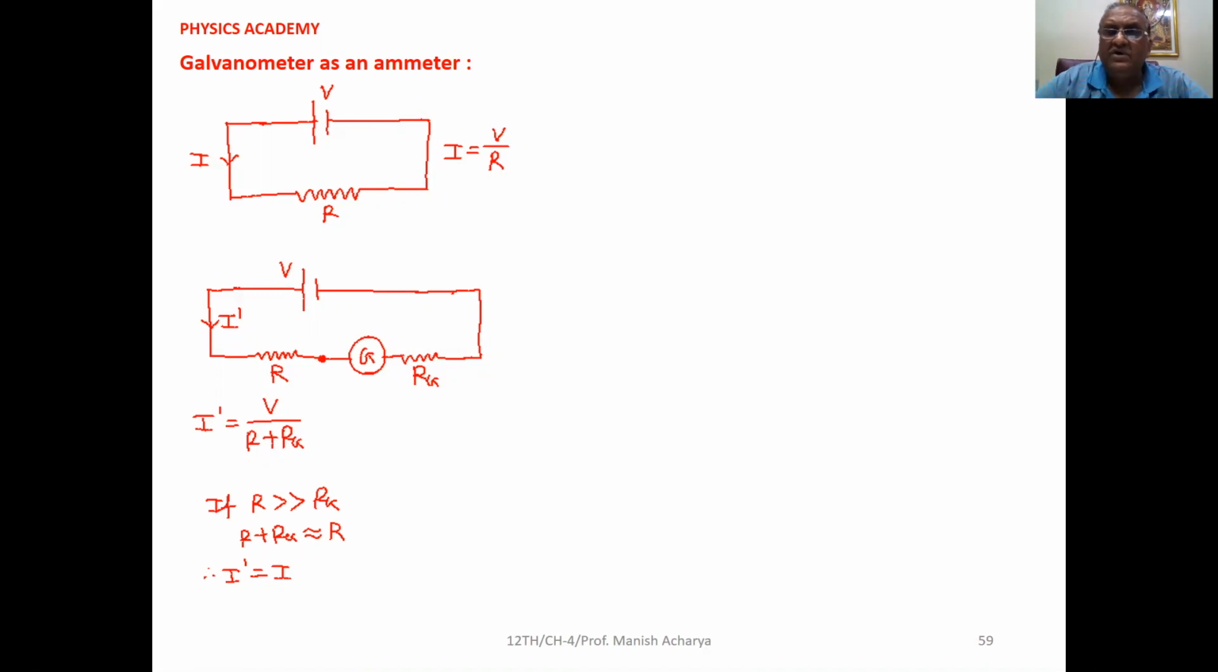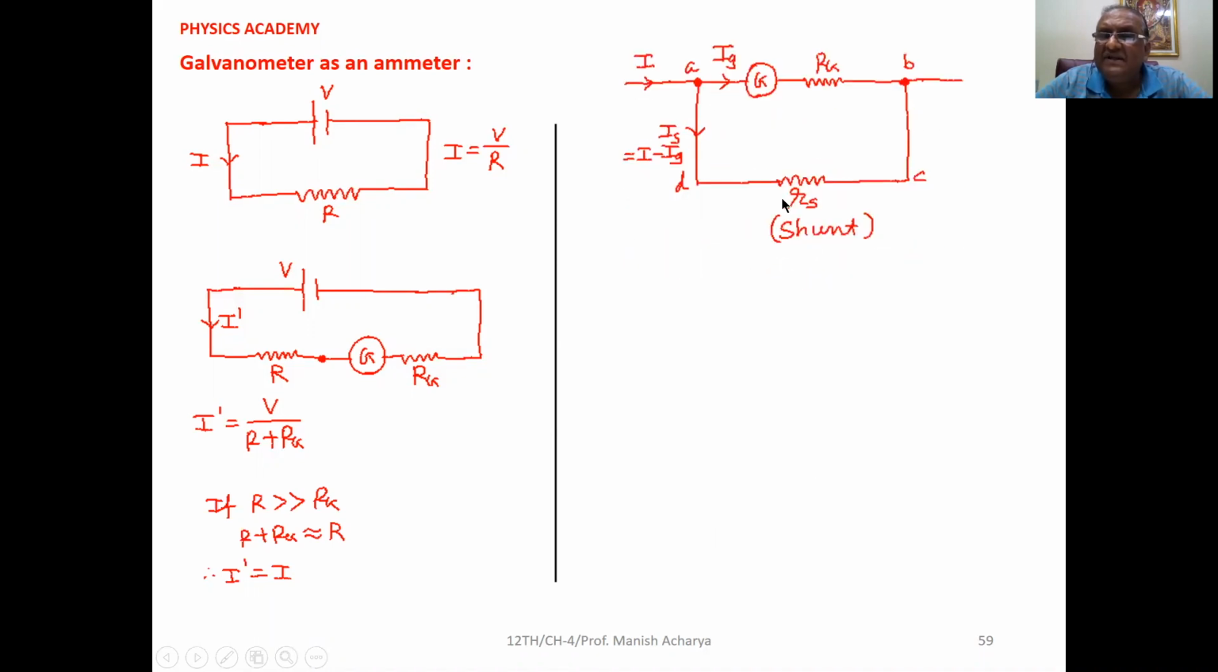So if you want to make the resistance of the galvanometer very small, then a very simple thing: connect a very small resistance parallel to the galvanometer. The small resistance connected parallel to the galvanometer to convert it into an ammeter is called shunt. So now the resultant resistance will be smaller than this Rs.